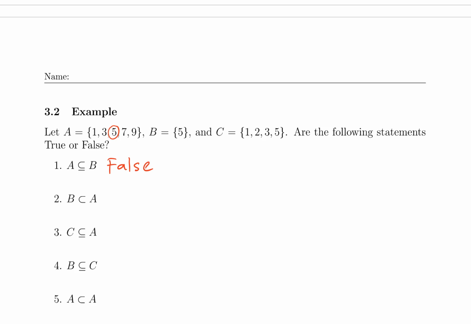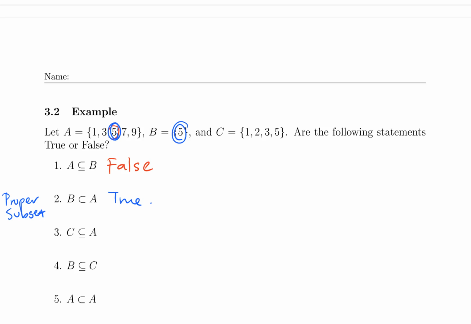Question 2, is B a proper subset of A? Notice the notation is a little bit different, and so this is asking about a proper subset. And so that means that every element of B is in A, and B and A are not the same. Well, let's see. Every element of B is the 5, and the 5 is in A, so B is definitely a subset. We can also see that B and A are not the same, so B is a proper subset. So this would be true.